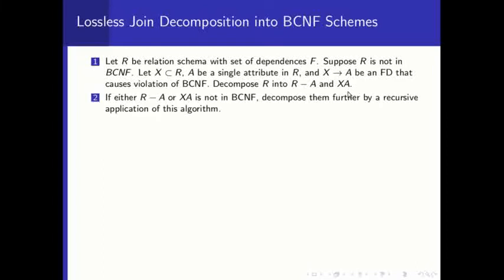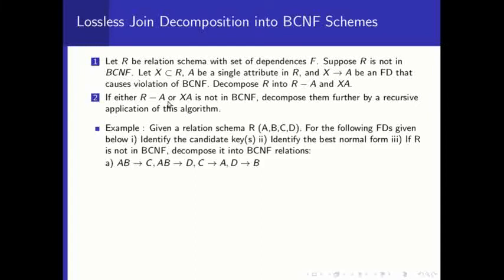Now let's see an example. If either R minus A, that is a decomposed relation, or XA is not in BCNF, decompose them further by recursive application of this algorithm. This is the algorithm: take XA as well as R minus A, and again check whether these decomposed relations are in BCNF. If not, you apply this algorithm again and again until R is fully decomposed. We will see an example.